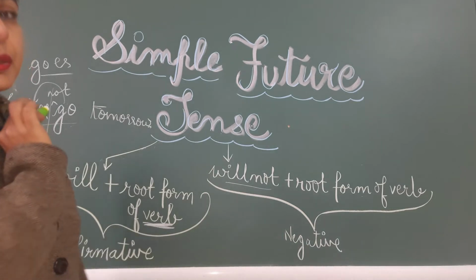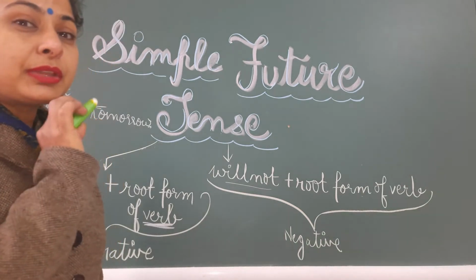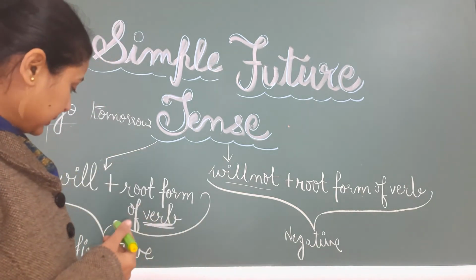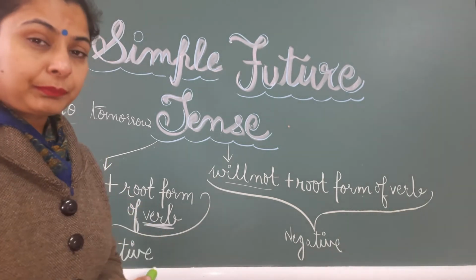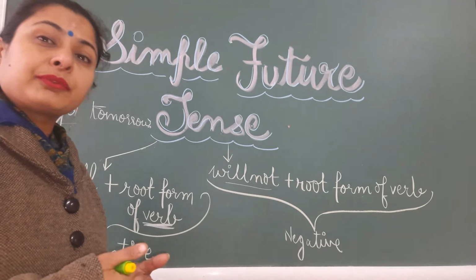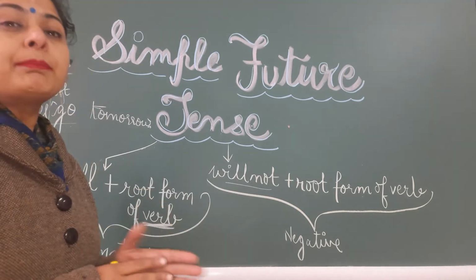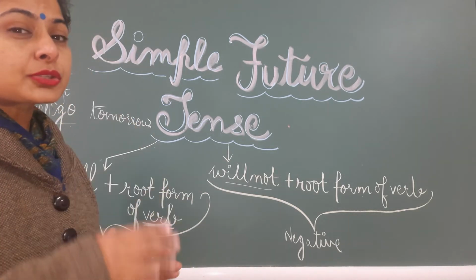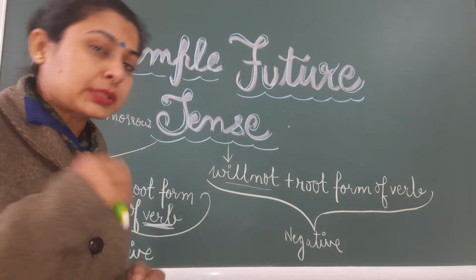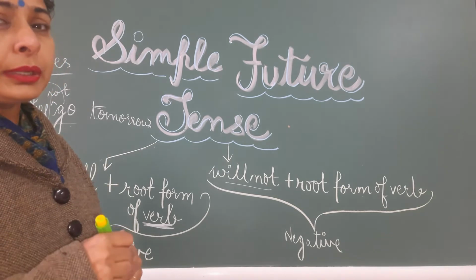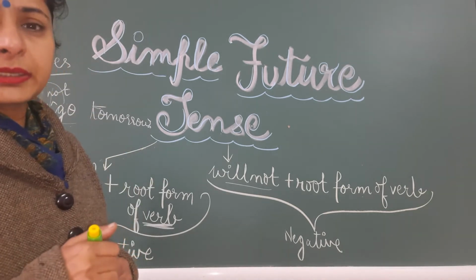Negative sentences में we are showing unwillingness. Positive sentences we are showing willingness, कुछ करने की इच्छा. All right, या फिर we can say in simple future tense we are showing the possibility of the events कि कल ऐसा हो सकता है. It is not only kal, it can be any other day.